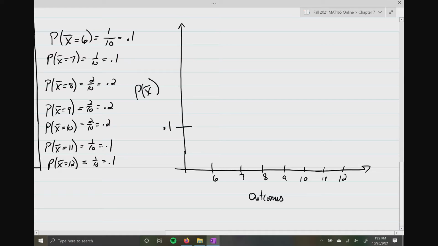0.1, 0.2, and I'll put a 0.3 just in case. And watch what happens when I go ahead and start plotting these. Now, before I do this, I want to go back and just think about what's happening here. Okay?